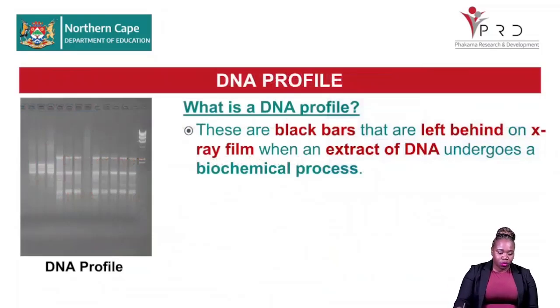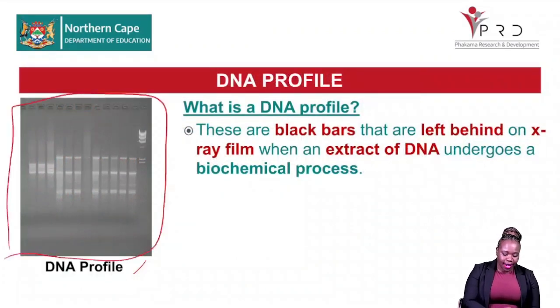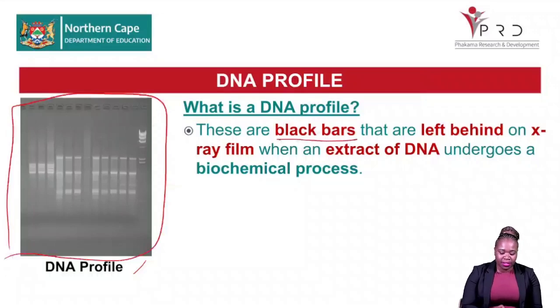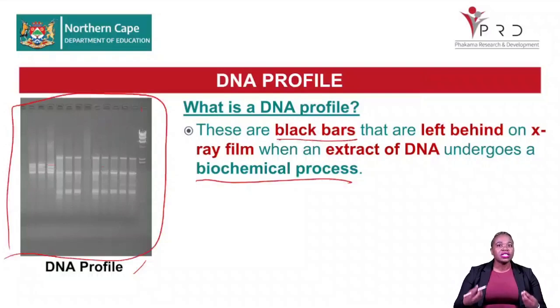Now, what is a DNA profile? A DNA profile is the diagram that we are looking at here. Now, this DNA profile is made up of dark bands. These bands here may be looking white because they are appearing on a black background, but they are usually very dark bands, black bands that are left behind on an X-ray film after DNA has been extracted and undergone the biochemical process. Once it undergoes this biochemical process, we're going to see these indications by the black bars, which would represent your unique DNA.